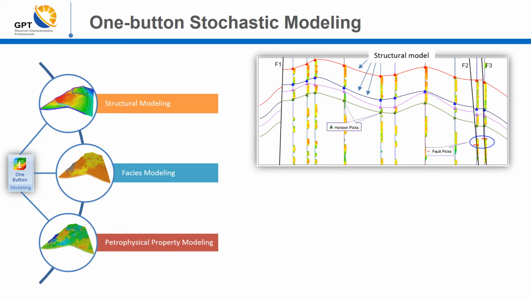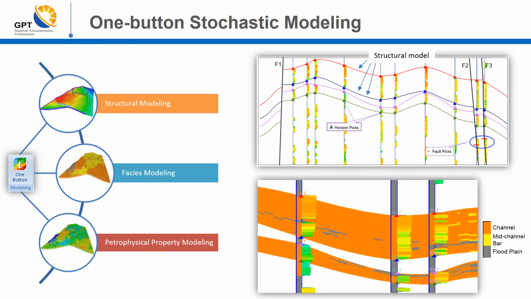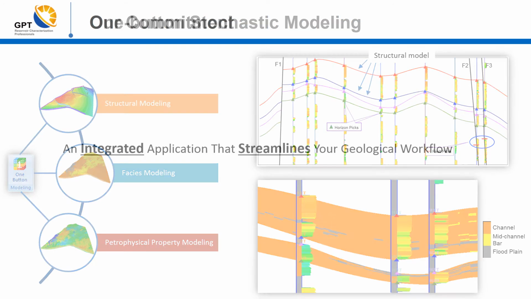Here is a comparison between modeling result and well picks. Those horizons are actually from models, and you can see they agree with the well picks pretty well. And also, if you take a look at the faults, the fault model agrees with the fault picks on the well. And here is a facies section. The facies log is up front, and the facies model is on the background. You can see the agreement is very good.